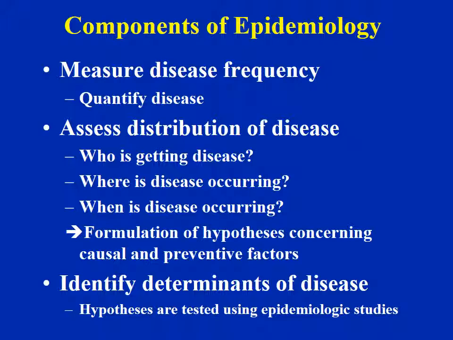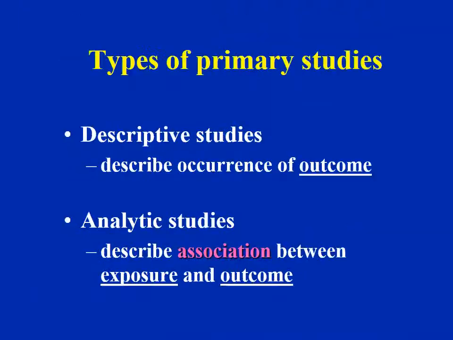In epidemiology, we will use a variety of measures. One includes the measure of disease frequency. How frequent is the disease? We can use a lot of different ways to measure that. And we will look at who's getting it, where is it occurring, when. This can allow us to make hypotheses or research questions concerning cause and prevention. These hypotheses are often tested using epidemiologic studies.